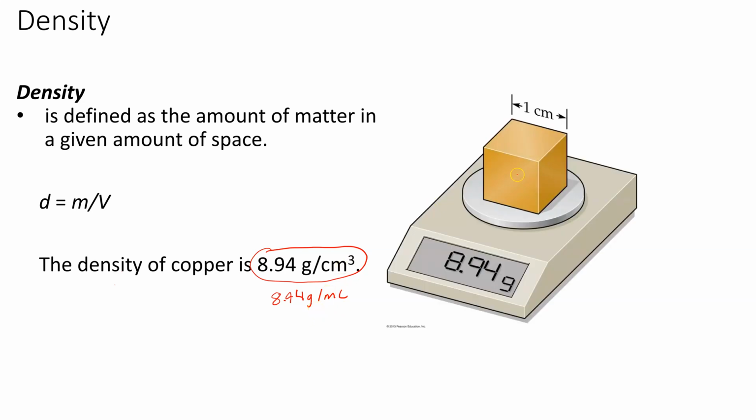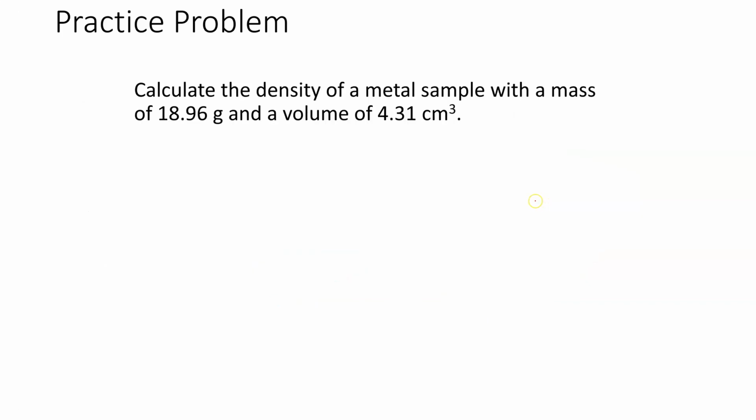So how do we figure it out? Well, we know the mass is 8.94 grams, and to get our volume, we do length times width times height, which gives us 1 cubic centimeter. So we just divide, and that's our density. It's a pretty dense substance, so this will sink in water. Water has a density of about 1 gram per milliliter, so this will definitely sink. All right, let's try our practice problem.